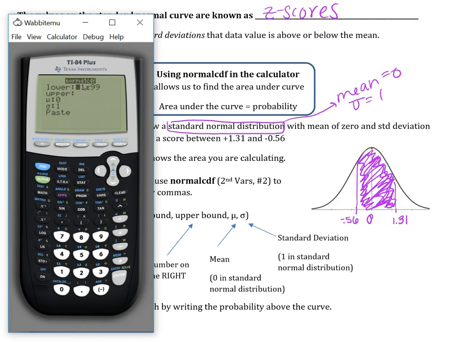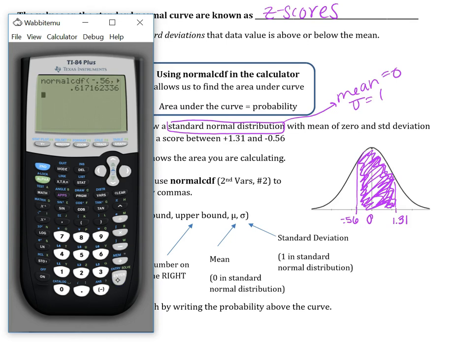So my lower value here would be -0.56. So I'm going to plug in -0.56. My upper bound, so that's where I would stop finding the area, is on the right. That's 1.31. By default, I have my mean, which is represented by mu, that's my variable, as 0, and my standard deviation as 1. So you just need to go down and hit paste. Okay, so it will automatically put all the numbers in the right places, in the right order, which is what's put in your note packet. Hit enter. And there you go. So it's about 62%, we'll say.